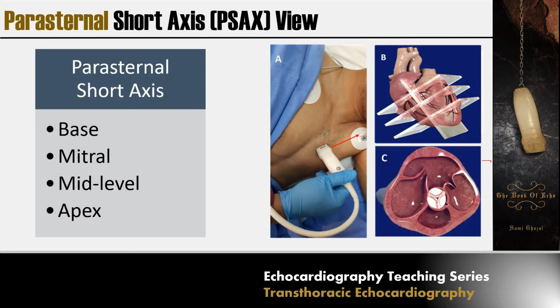From the parasternal long axis view, you need to rotate the probe 90 degrees clockwise. So instead of having the index pointing toward the patient's right shoulder here, now it will be pointing toward the patient's left shoulder.